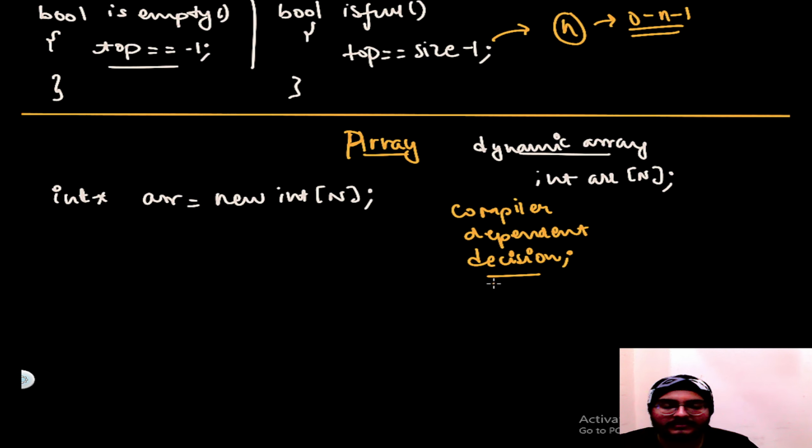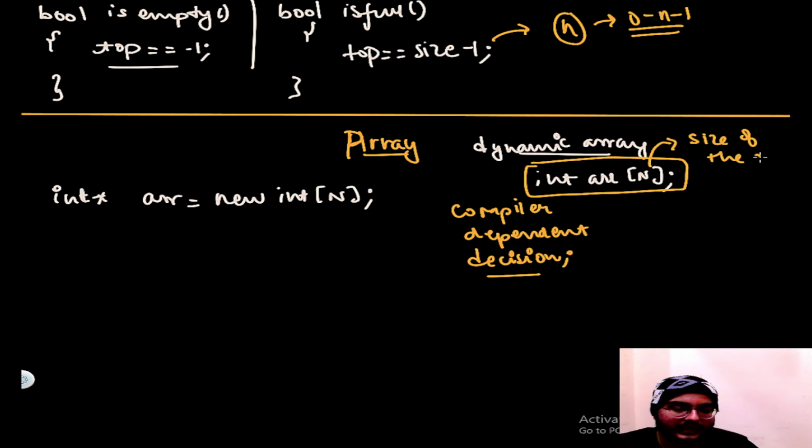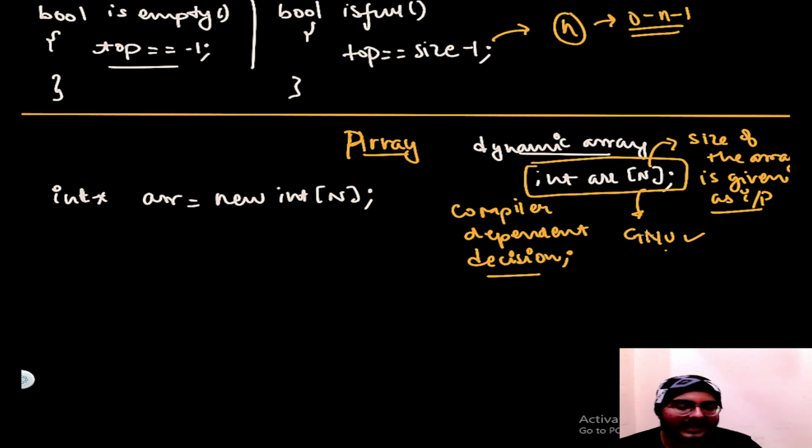Why is this a compiler dependent decision? Because when the size of the array is given as input, this is helpful in GNU compilers. The GNU compiler allows you to do this work, but if you are using some kind of old compiler, this thing would not work.